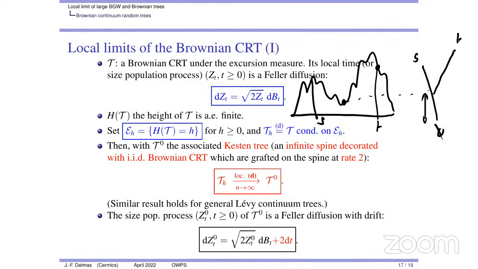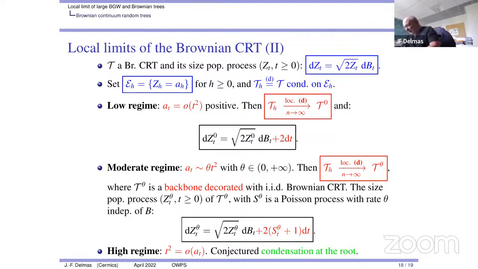Okay. So now we want again to look at the local limit of the Brownian CRT. And I'm conditioning for the size of the population at level H to be exactly equal to A of H. And now we have three regimes. In the low regime, where A of T is less than T squared, we get the convergence towards the Brownian Kesten tree. So again, we have this Feller diffusion.